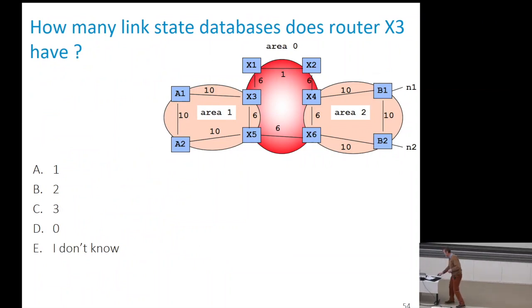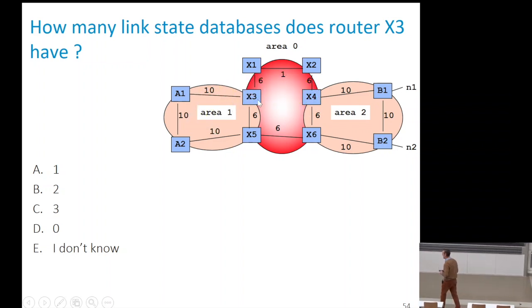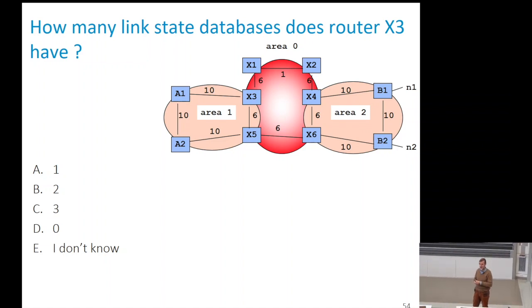How many link state databases? So that was an easy question. Of course, it's 2. X3 is a border area router. It belongs both to area 1 and area 0. And that's the max you will see in a router in OSPF. You cannot belong to more than 2 areas. You can be only a border area router if you're in area 0 and a non-zero area.